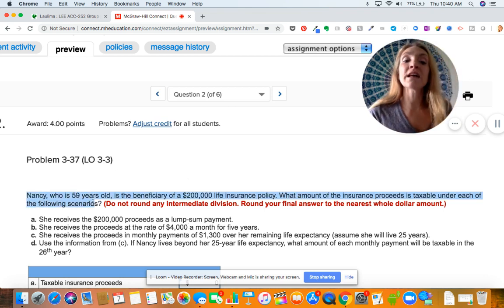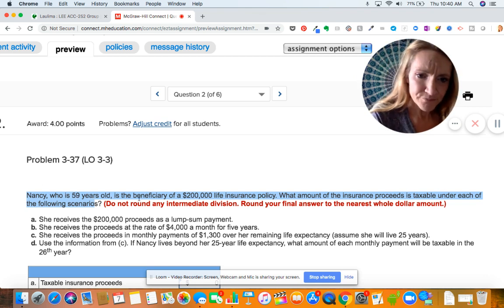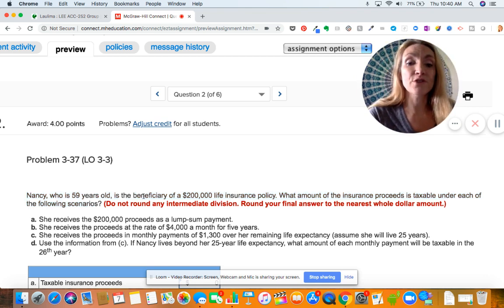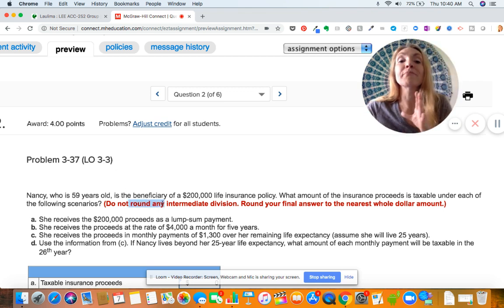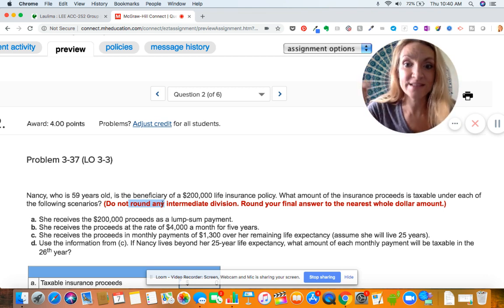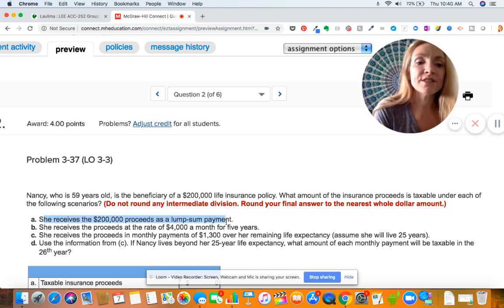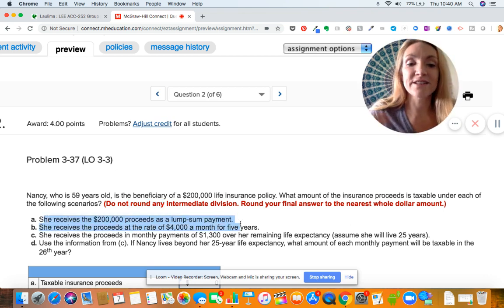So Nancy, who is 59 years old, is the beneficiary. That means that she is going to get the results of an insurance policy. So she's the beneficiary of a $200,000 life insurance policy. What amount of the insurance proceeds is taxable under each of the following scenarios? Do not round any intermediate numbers, just round your final answer to the whole dollar. So if she receives the $200,000 proceeds as a lump sum payment, what amount is taxable? $200,000, right? That's easy.